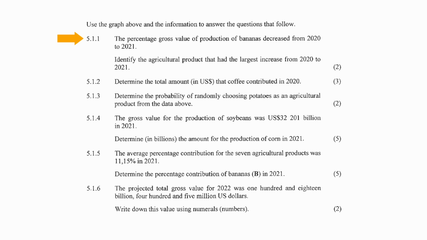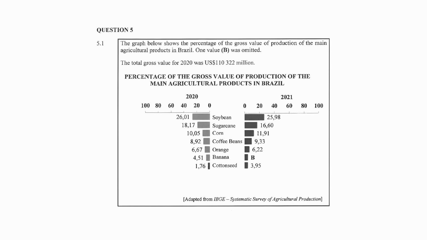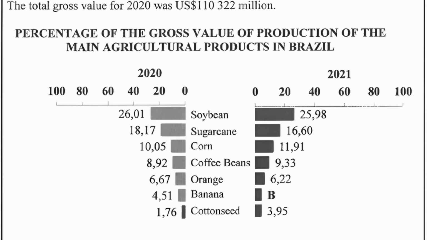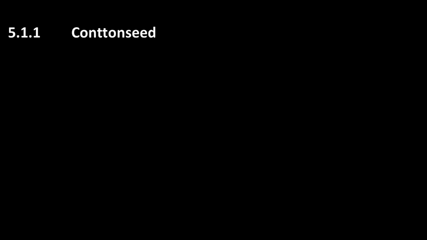In question 5.1.1, it is stated that the percentage gross value of production of bananas decreased from 2020 to 2021. You have to identify the agricultural product that had the largest increase from 2020 to 2021. On the bar graph, the products that increased from 2020 to 2021 were corn at 1,86, coffee beans at 0,41, and cottonseed at 2,19. So the largest increase came from cottonseed.